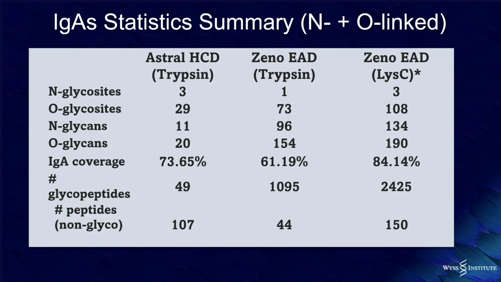And of course, the biggest drastic difference between the Astral data and the Zeno data in both cases was the amount of the O-glycans that we picked. It was not surprising because clearly the EAD is the correct way of working with O-glycosylation. Respectively, the Astral, as you can see, has a much larger amount of non-glycosylated peptides covered compared to the instrument because, yes, it creates a lot of data, and that's not a surprising part too.